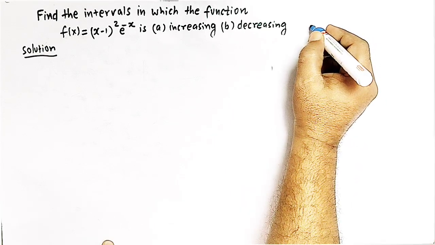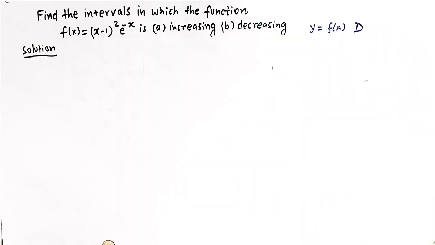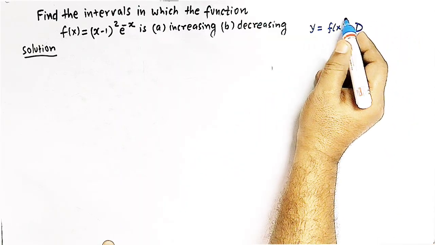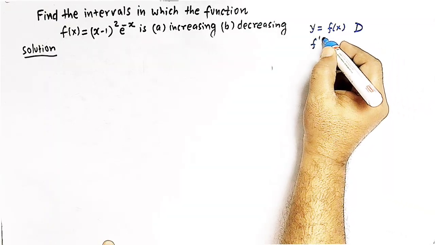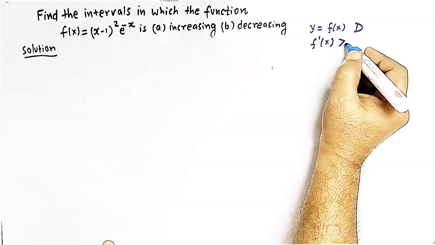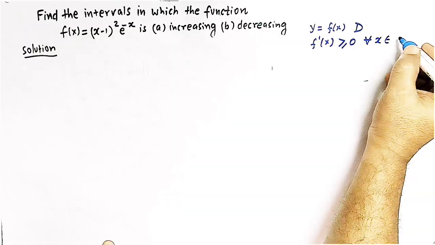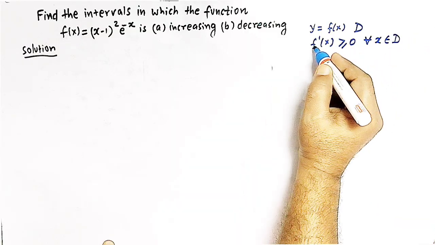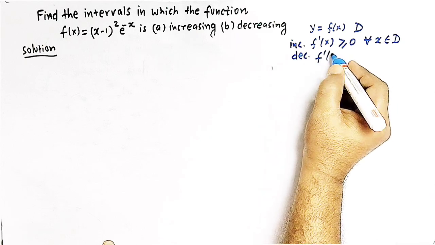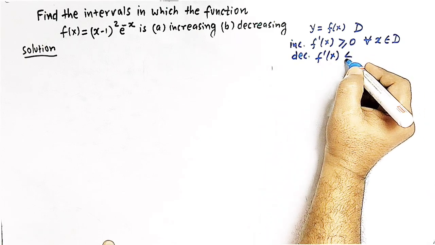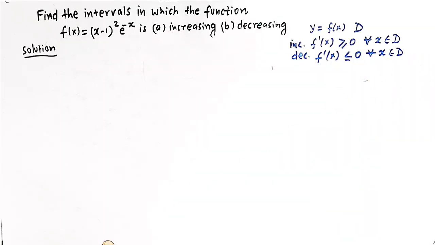Now consider a function, say y is equal to f of x, which is defined in some domain D, right? And here this function is said to be an increasing function if the derivative, that is f prime of x, is greater than or equal to 0 for all x belonging to the domain, right? And the function is said to be a decreasing function if f prime of x, that is the derivative, is less than or equal to 0 for all x belonging to the domain, right?